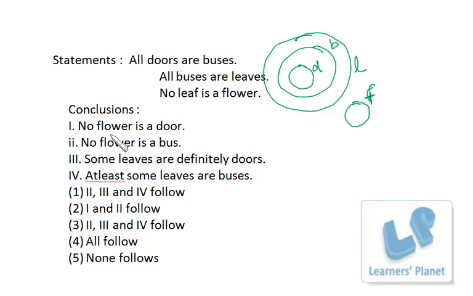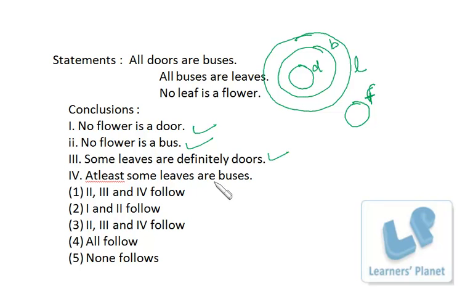Seems to be very simple. No flower is a door, obviously, because flower has no intersection with door. So this is true. No flower is a bus. No intersection between bus and flower. So this is also true. Some leaves are definitely doors. Leaf and door, we have this circle of door inside the circle of leaf. So definitely some leaves are doors.